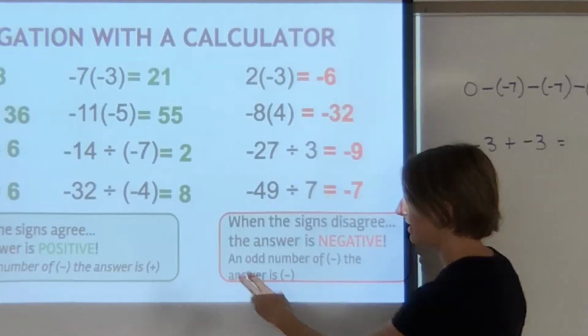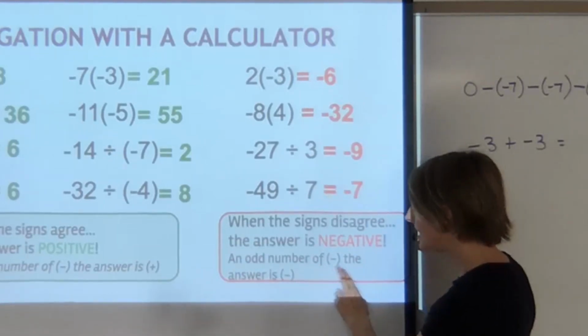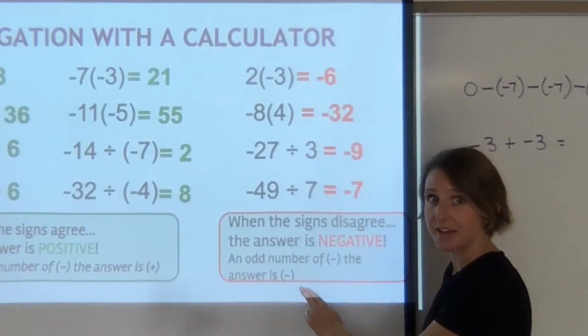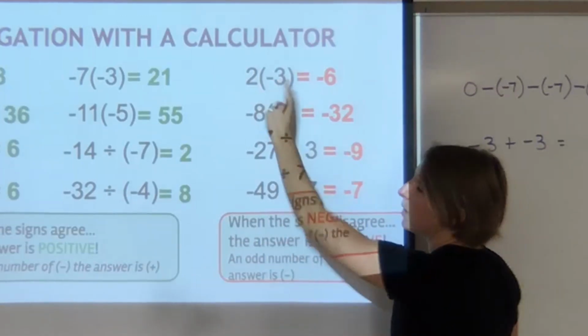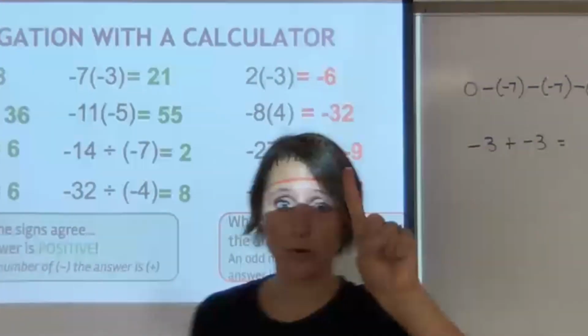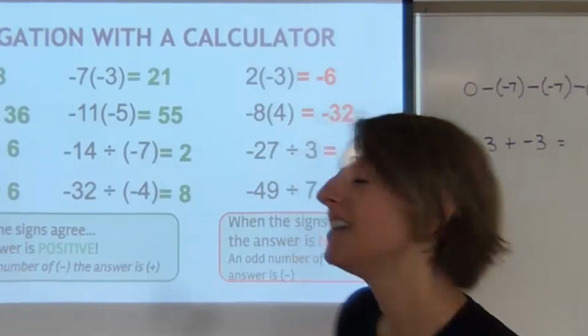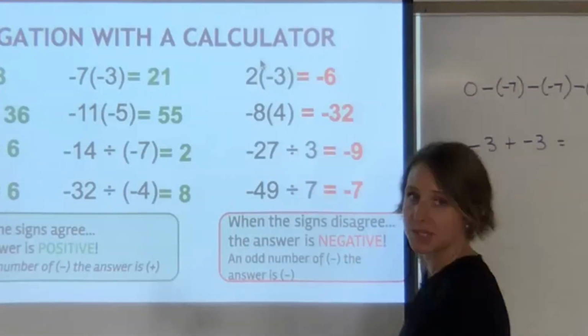Another way to think about it is an odd number of negatives, the answer is negative. Here I only have one negative in my problem. Is 1 an even or an odd number? Odd. So the product or the quotient is going to be negative.